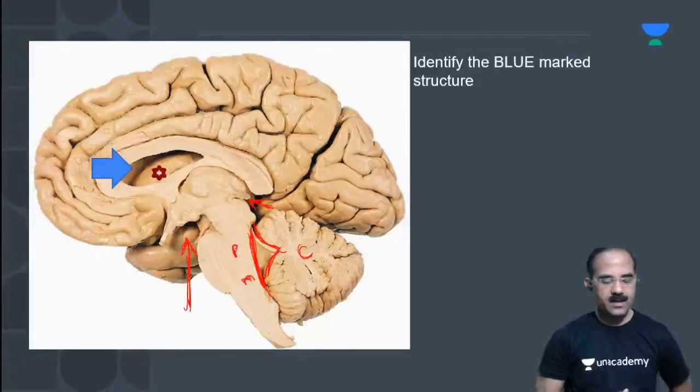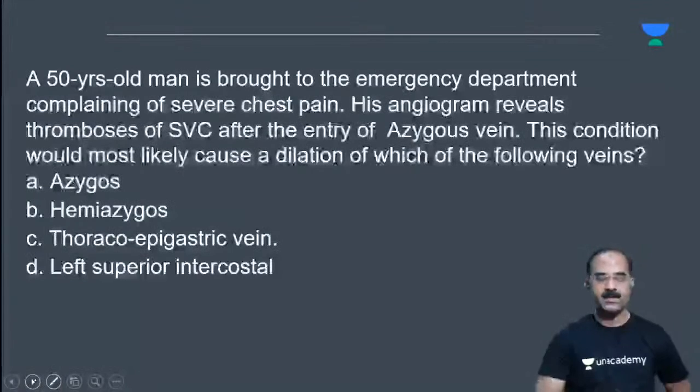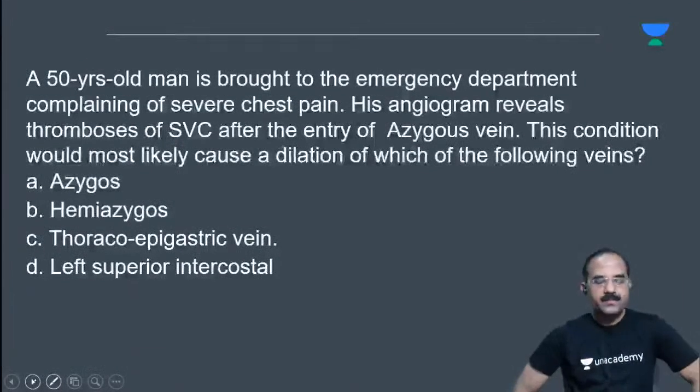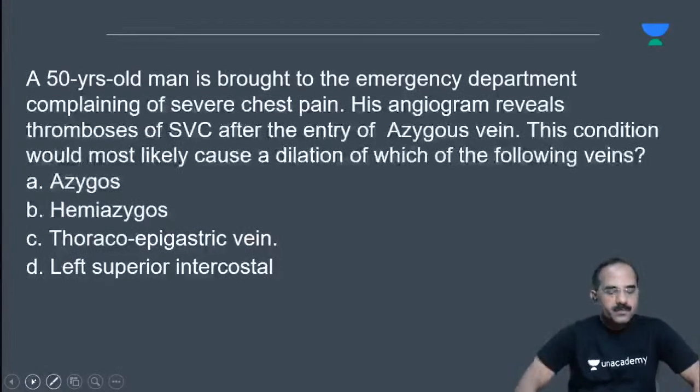The fornix ends in the mammillary bodies. Very good. Chalo, answer this MCQ.